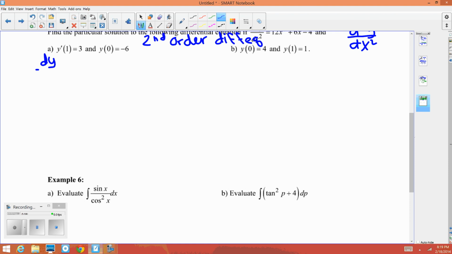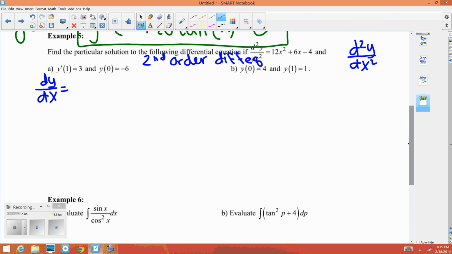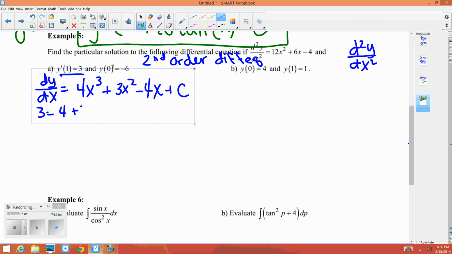dy dx equals, now what do I have here? 12x squared, add 1 to the power, divide by that new power. You get 4x cubed plus 3x squared minus 4x plus c. Now we have these points we could plug in. 3 equals 4 plus 3 minus 4 plus c. So it looks like c equals 0.